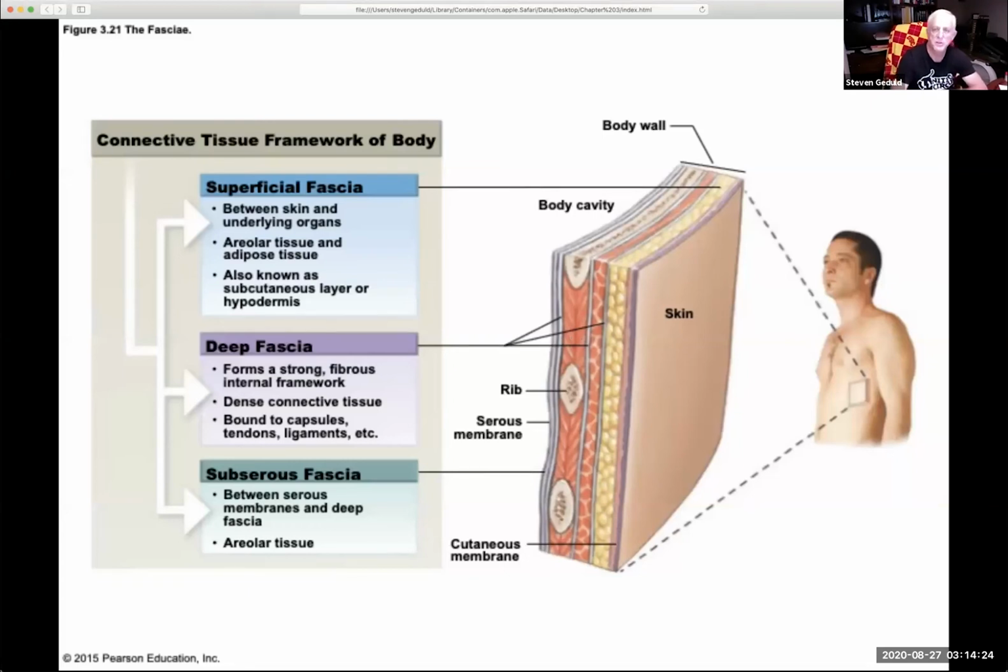Okay. So superficial fascia is your hypodermic layer. Deep fascia is just deep to the superficial fascia, and subserous fascia is deep to the deep fascia. That's how it's set up.